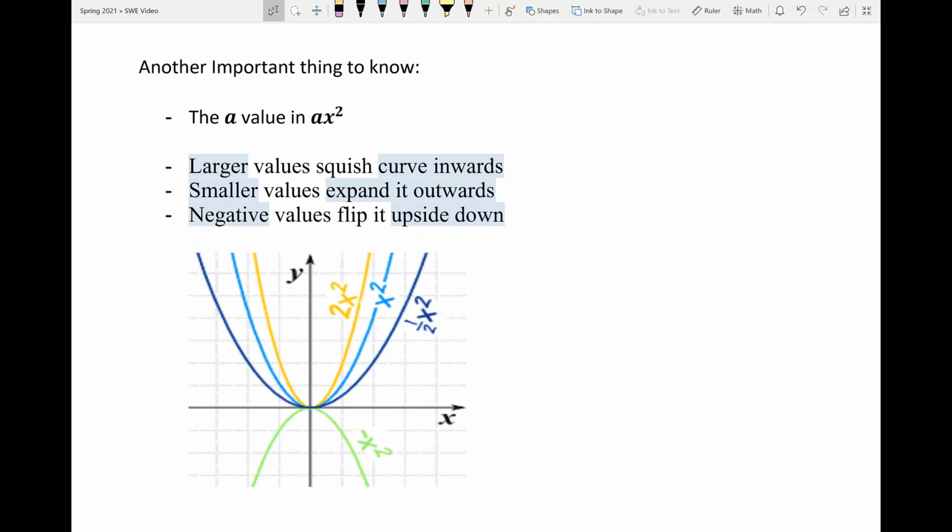So if the a value was 1, that would be this light blue curve here. And then making the coefficient bigger, so making it 2x squared, which is this yellow, it squished it inwards. So now it's steeper. If you made the a value smaller, which is going to be this dark blue curve, that's going to expand it outwards, which is why it's pushed outwards. And then negative values be like this lime green color down here, and that turned the original x squared upside down, just mirrored it over the x-axis.